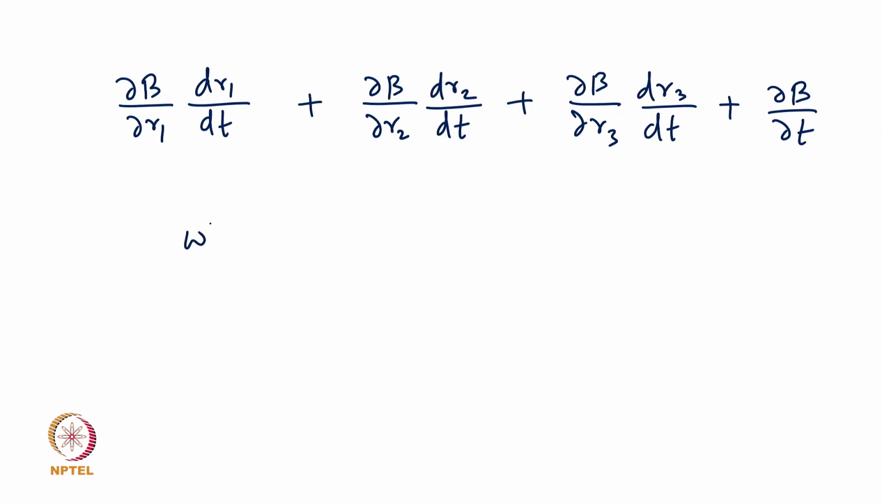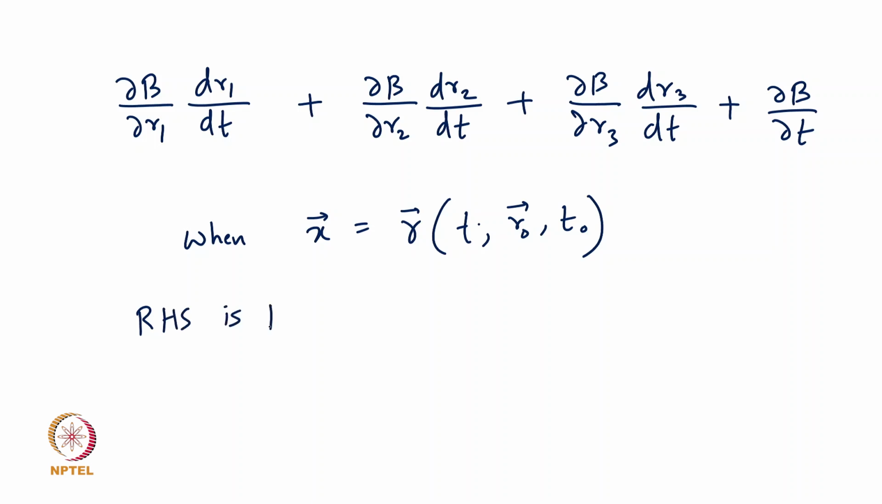Now when x is equal to r, t equal to r naught, t naught, the left hand side is equal to the right hand side. So both the Eulerian and Lagrangian descriptions match. So now the right hand side, from the earlier slide, is the measurement in the Eulerian description. Right hand side is the variable in the Eulerian description.